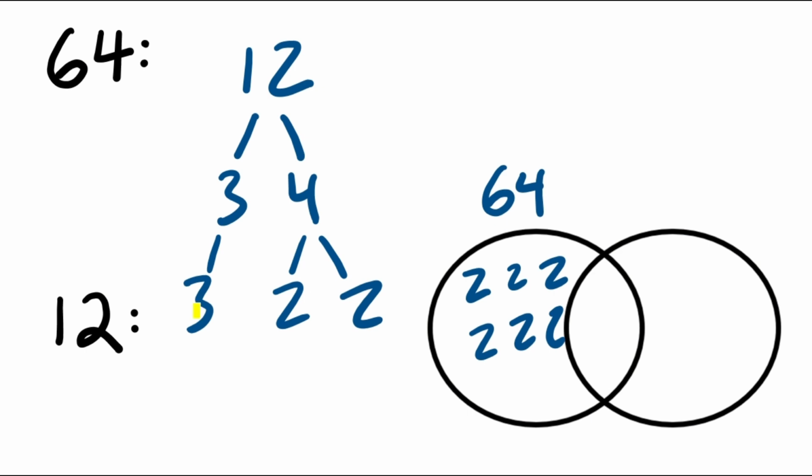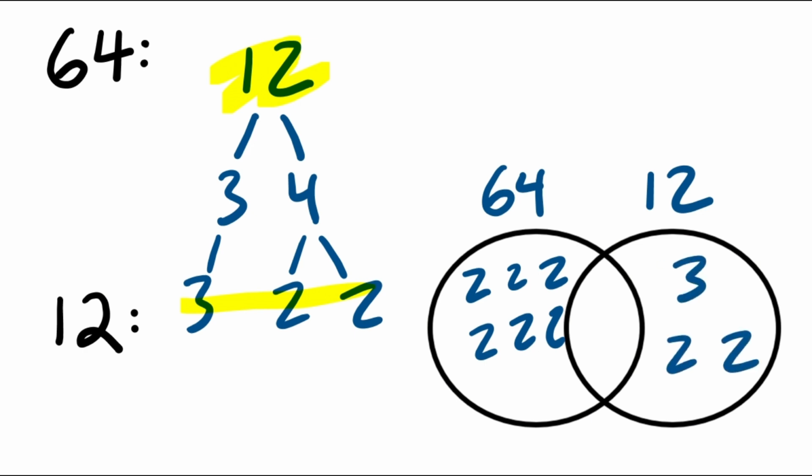We know that because 3 times 2 is 6. 6 times 2 is 12. And those numbers are all prime on the bottom. So let's go ahead and put those factors over here. So these are the prime factors of 12: 3, 2, and 2.